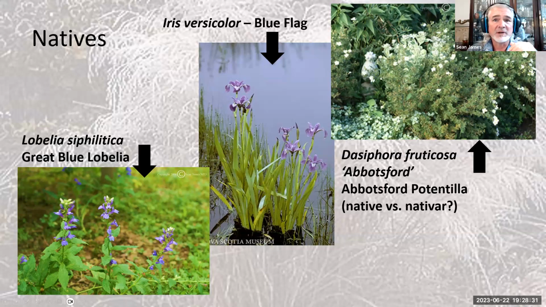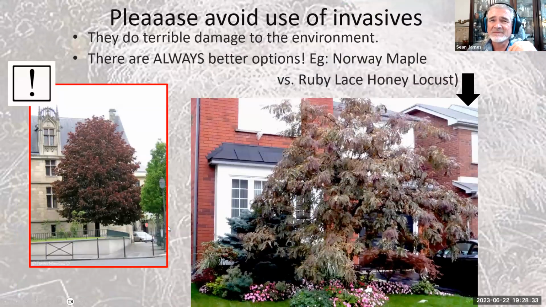I have to get a word in about invasive species. We really don't want to be planting invasive species. If you want to know more about that, search Grow Me Instead Ontario. Many of the provinces have Grow Me Instead guides. And invasive aside, this is a Norway maple. It's very difficult to garden under Norway maple. It casts a very dense shade and drought.